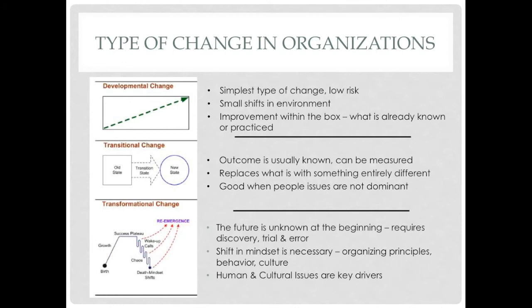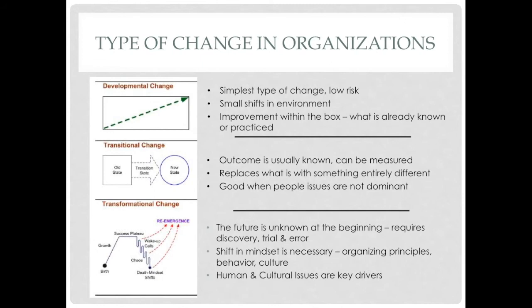Lastly, and probably the most difficult to enact, is transformational change. This is where the future is unknown at the beginning, so it requires discovery and trial and error. There's a shift in mindset necessary. The organizing principles of the organization, the behavior, the culture of an organization are all key in that part of it. And then also human and cultural issues are key drivers.